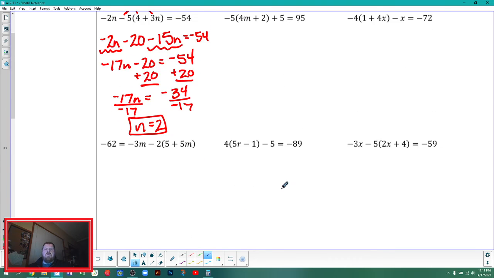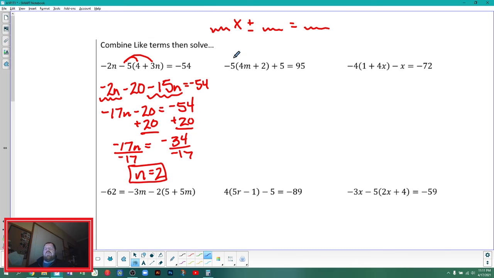Let's see how many we have. Okay. Same process on the next one. Distribute first. Negative 20m. Let's go minus 10. When I distribute that negative 5. Then I have the plus 5, and that equals 95. And there would be another interesting way to do this problem, but I feel like it's more work. Any other ways to solve a lot of these is going to end up in more work.